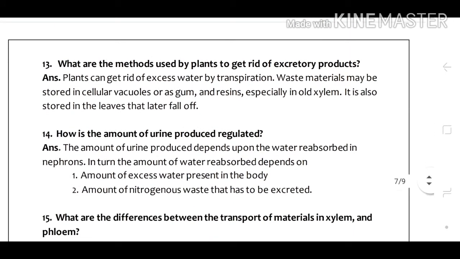Question number 13. What are the methods used by plants to get rid of excretory products? Answer. Plants can get rid of excess water by transpiration. Waste materials may be stored in cellular vacuoles or as gum and resins, especially in old xylem. It is also stored in the leaves that later fall off.